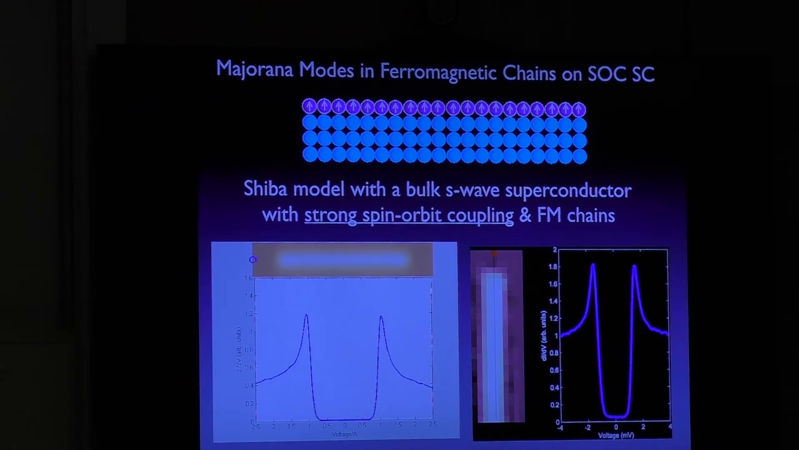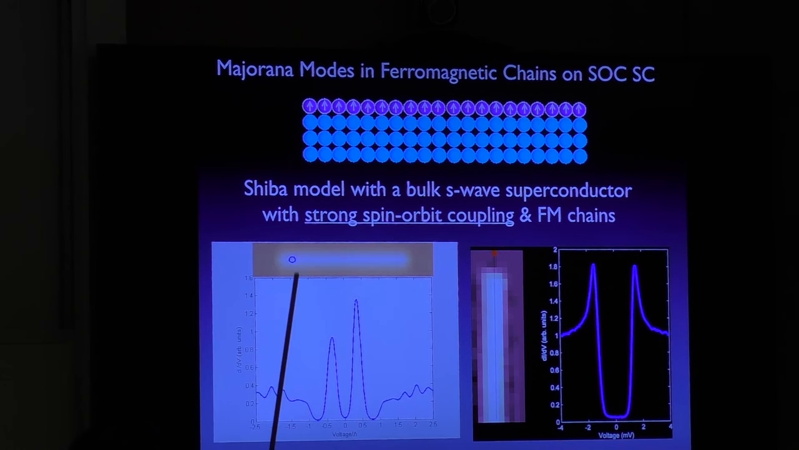This is not an entirely realistic calculation. The density of states, as you're coming in, you're trying to probe it with an STM. There's the zero bias peak, which is at the end. Then you've got Shiba states left and right here. Okay, these are Shiba states. The gap is somewhere here. This is subtracted, but the full superconducting gap is somewhere here.